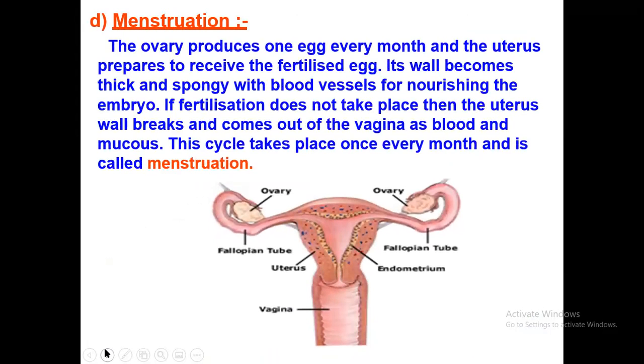Menstruation. The ovary produces one egg every month and then the uterus prepares to receive the fertilized egg. Its wall becomes thick and spongy with blood vessels for nourishing the embryo. If fertilization does not take place, then the uterus wall breaks and comes out of the vagina as blood and mucus. This cycle takes place once every month and it's called menstruation.